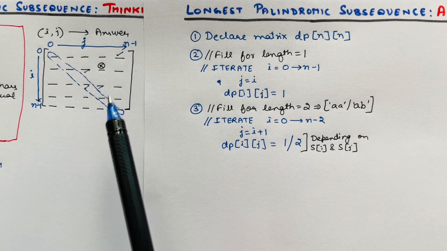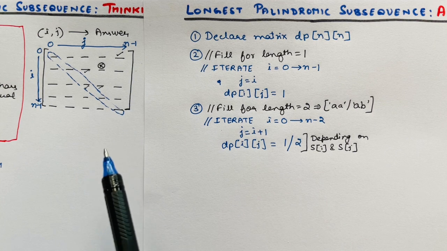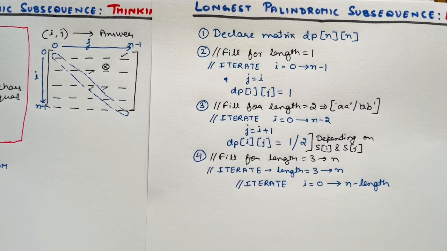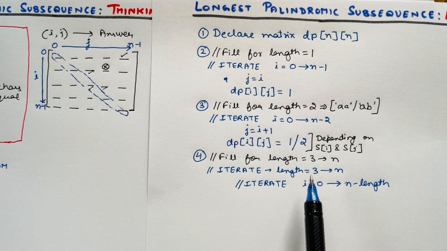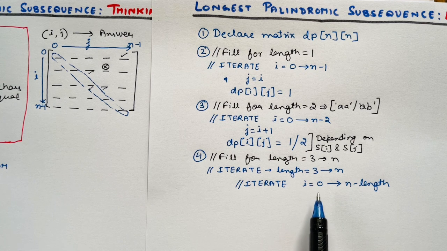So to fill from length 3 to length n, we know for sure that we will have to iterate, and in every iteration we will have to fix a particular length. Now for a particular length, there can again be many substrings. For example, there can be many substrings of length 3. So to iterate over all of them, we will have to run another loop, and in this loop we will fix the starting position of that substring of a particular length. So here we will iterate from i equal to 0 till n minus length.